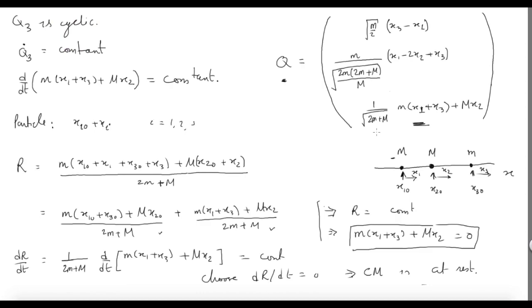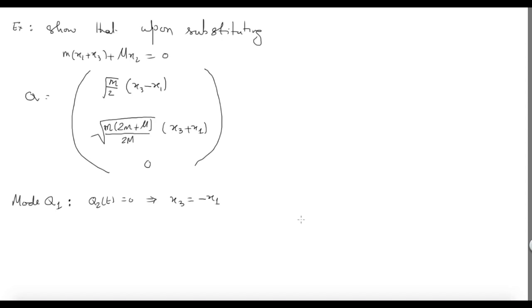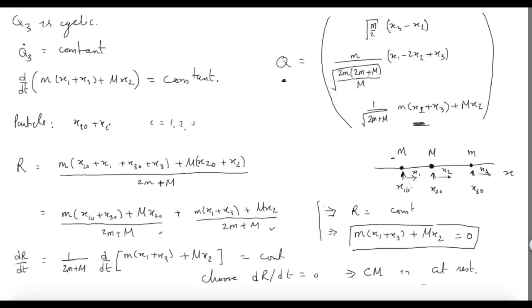Yeah, here. So it means that X1 and X3 are opposite to each other, right? You see here, X3 is equal to minus X1. So if X3, let's say, goes in this direction by some amount, then X1 goes in the opposite direction by the same amount. And when this goes this way, this goes this way. And X2 of course remains put here. X2 has to remain at the same place all the time, because otherwise the center of mass will not be at the same location.